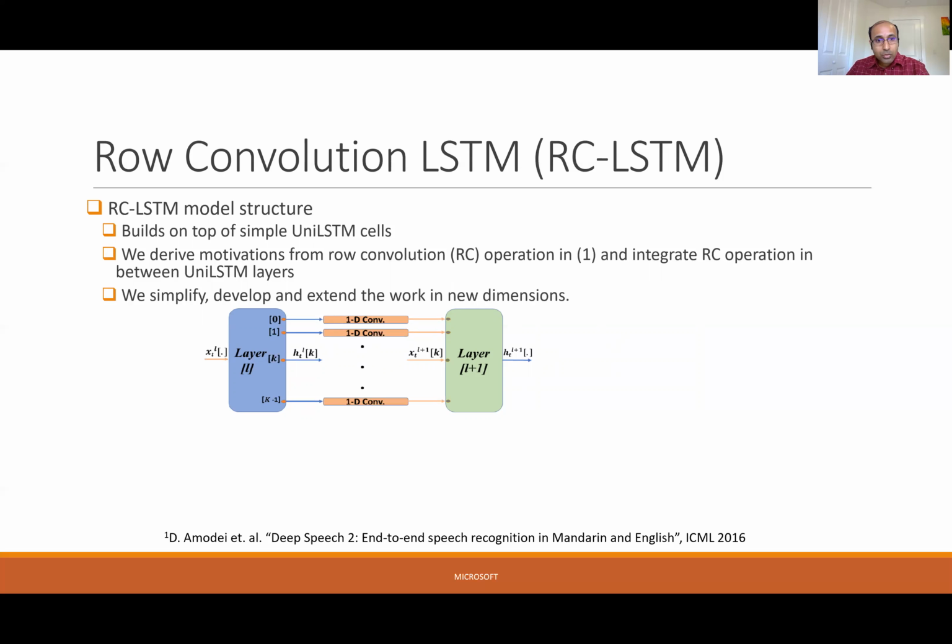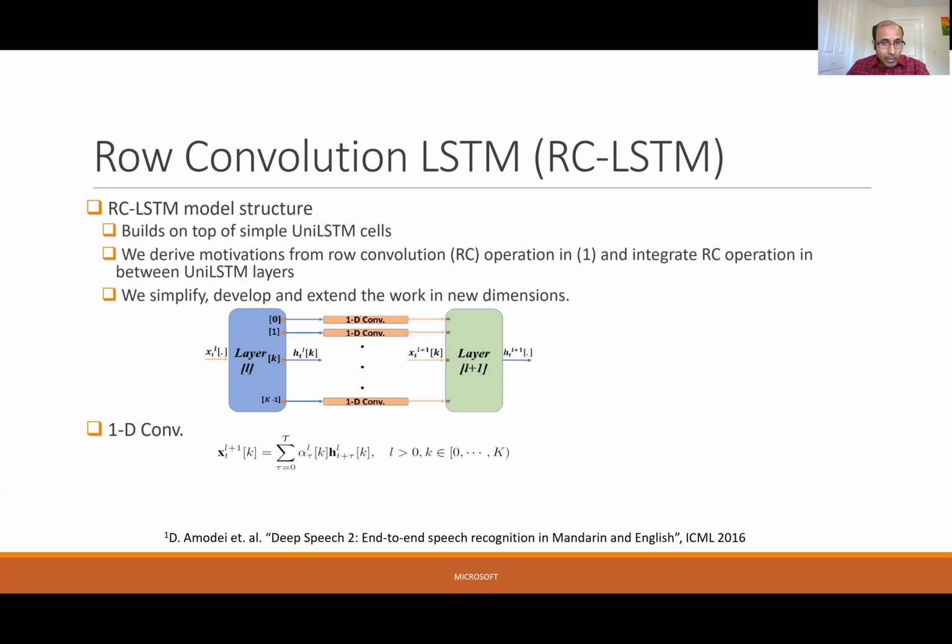And we also simplify, develop, and extend the work in numerous directions. Now, as shown in the figure, we show two layers of LSTM, L and L plus 1. And in between the LSTM cells, we have connections. The output of the Lth layer goes to the L plus 1th layer. And the connections are through the one-dimensional convolution operation.